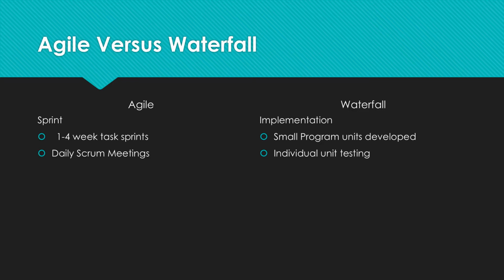In Waterfall, the next phase is implementation. In this phase, small program units get developed for the overall process. Those are worked on, and then they are tested in each individual unit to make sure that the individual programs themselves are working for the overall software development project.